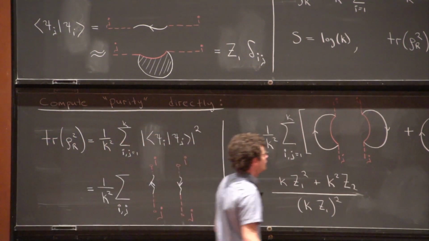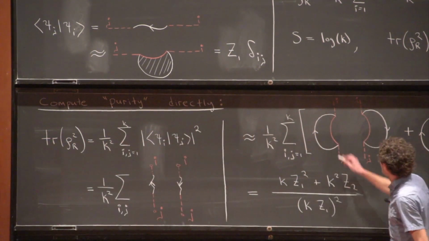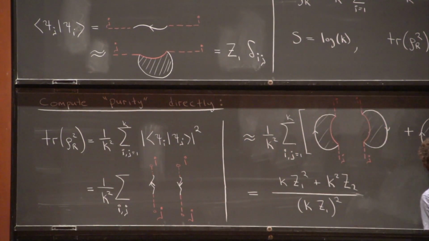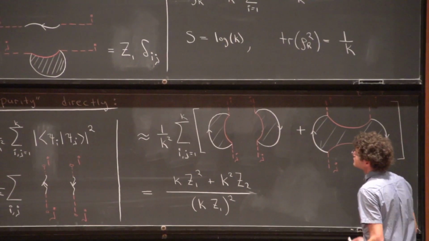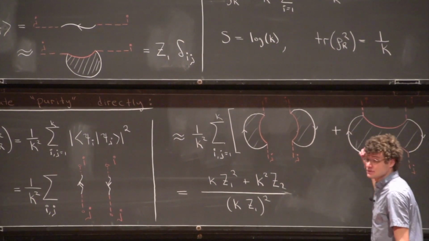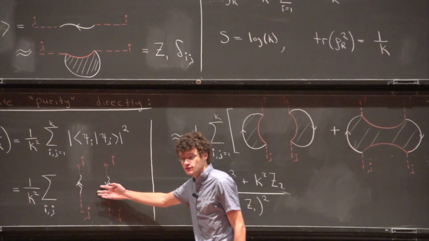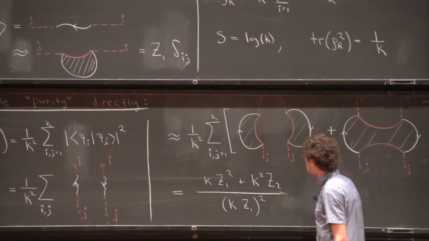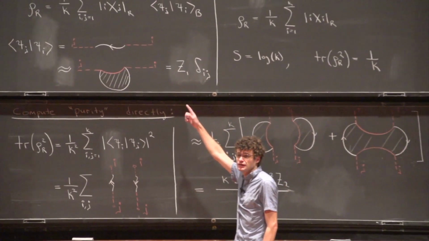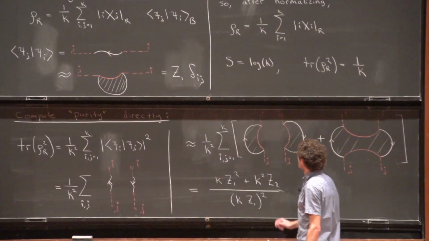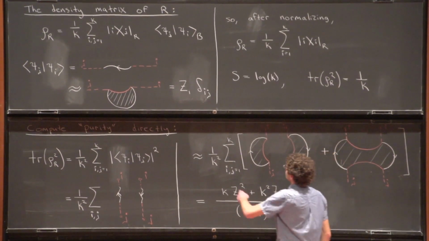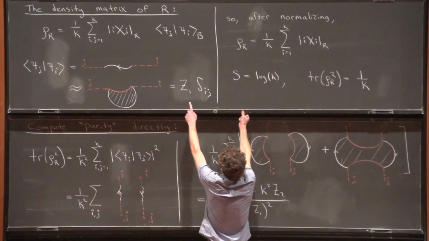OK, so the main point of the talk, and it's a pretty trivial point if you reduce it to this, is that there are 2 different geometries that can fill in these boundary conditions. One of them is just 2 copies of the previous calculation that we did. So we have 2 of these same things. This gives z1 times delta ij.